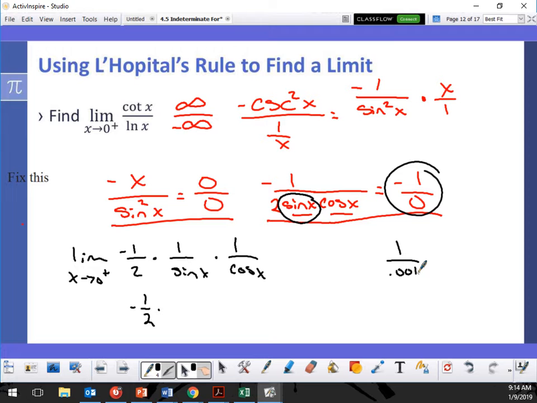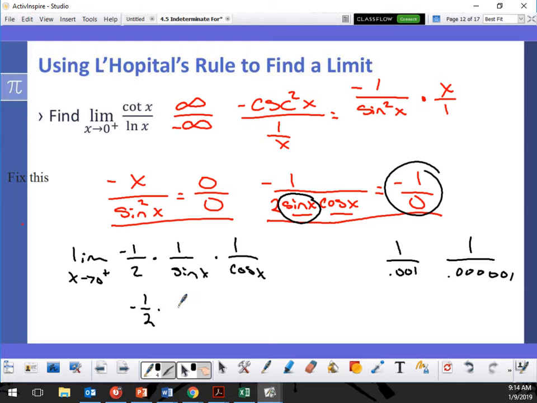So 1 over 0.001 would give me 1,000. So it's getting close to 0, but it's not there yet. Or it's 1 over 0.000001. The closer I get to 0, I'm not going to be at 0 though, I'm getting close to 0. So the bottom number is getting really, really small. If the bottom number is getting really, really small, that means this goes to what? Infinity. So this is going to be infinity here.